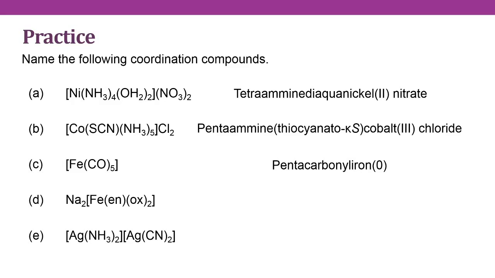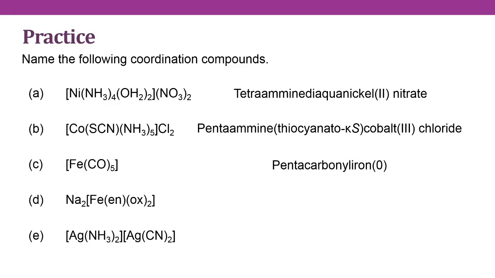Since there's only one ethylene diamine, we will just name it simply ethylene diamine. But for the 2 oxalates, we will name it bisoxalato. In alphabetical order, ethylene diamine comes before bisoxalato, even though ethylene diamine starts with an E and bisoxalato starts with a B. Bis is not included in the alphabetical order because we do not include the Greek prefixes when they denote the number of ligands.